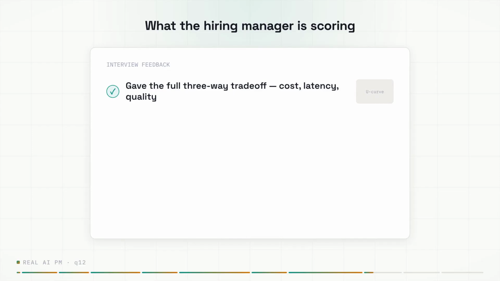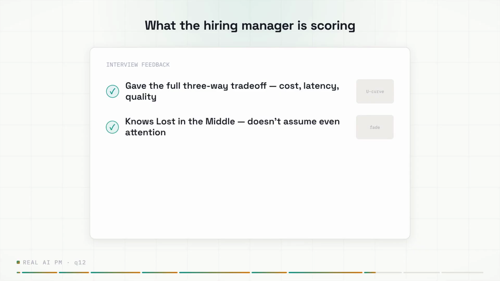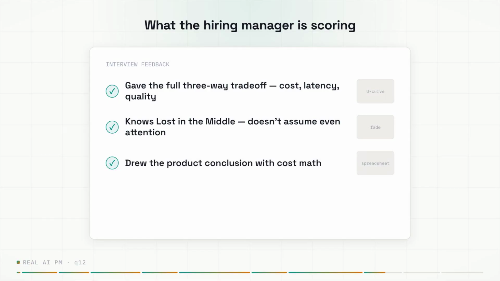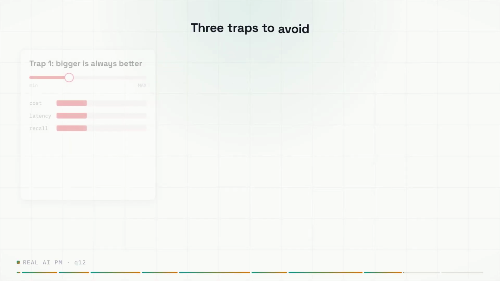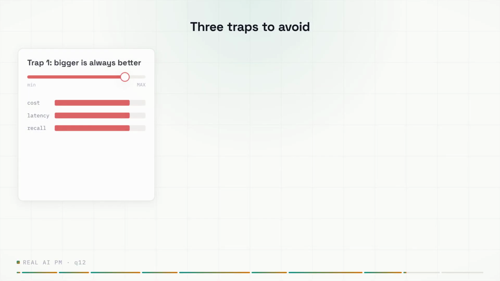You gave the full 3-way trade-off: cost, latency, and quality, not just that it holds more. You knew about the lost in the middle effect, which means you don't assume the model reads the whole window evenly. And you drew the actual product conclusion, retrieve and rank rather than stuff, and backed it with cost math. That last bit, the math, is what tells them you'd feel this in the profit and loss statement.